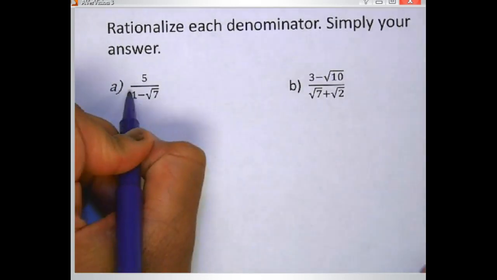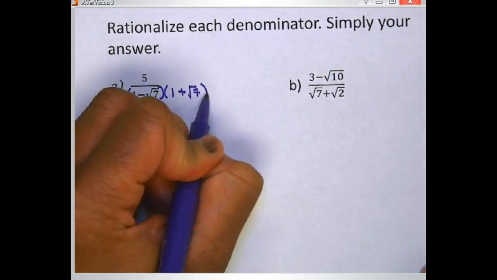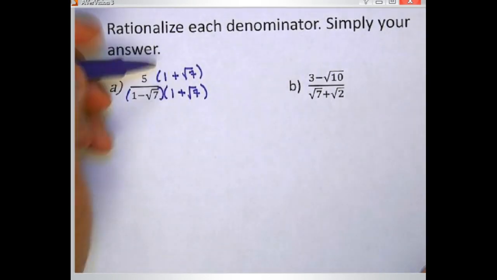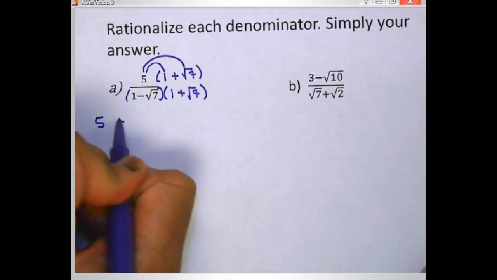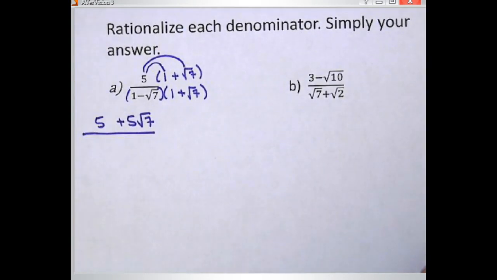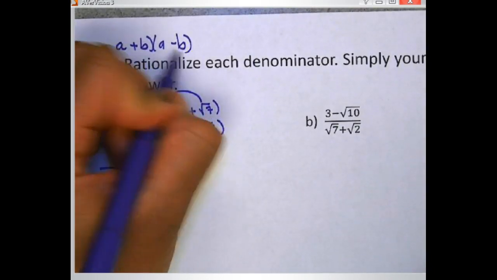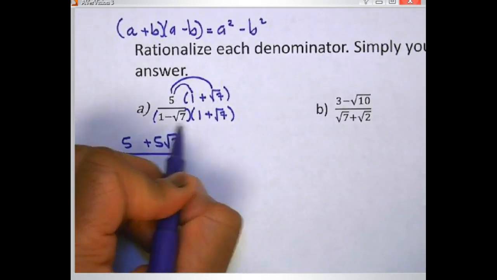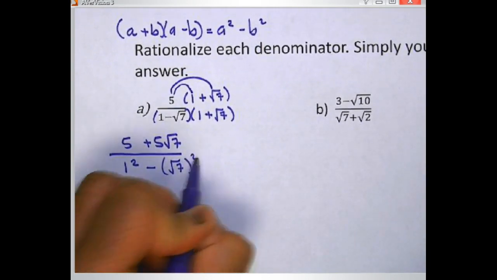But for now, for those that don't remember, we're going to multiply this by its conjugate, which is 1 plus radical 7. You saw these when we were dealing with the i's, meaning complex numbers. Okay, let's distribute 5 times 1. 5 times radical 7 plus 5 radical 7 over, I want to use a special pattern because it's going to make my life way easier. So from the back side we had a plus b times a minus b was equal to a squared minus b squared. Well, this is a and b, so this is going to be 1 squared minus radical 7 squared.